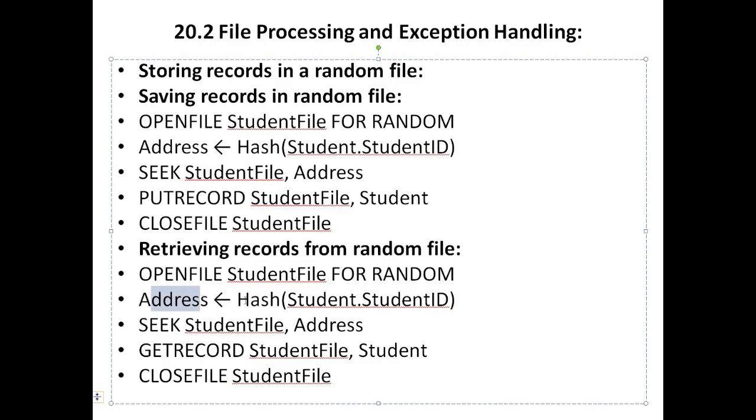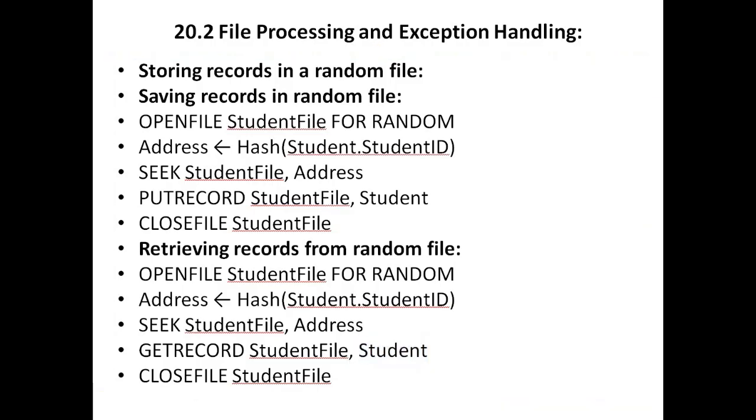First of all, calculate the address by using the hash function and the key field. Then use the command seek to go to that line where that address is found, and then use the command get record so that the record at that place is copied from the file into the record data type variable, and then you can close file, and finally you can use your variable wherever you need.